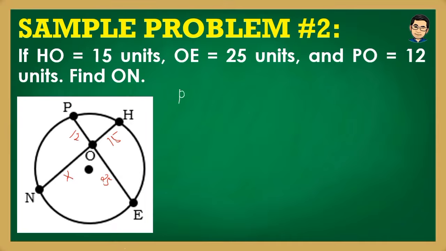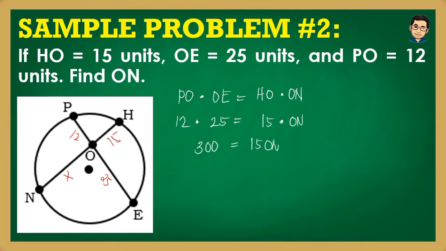So, we will write PO times OE is equal to HO times ON. So, PO is equal to 12 times OE 25 equals HO 15 times ON. So, the product of 12 and 25 is 300 equals 15 ON. And then we will divide both sides of the equation by 15. So, ON is equal to 300 divided by 15, that is 20 units. So, ito po ang sukat ng ating segment ON.